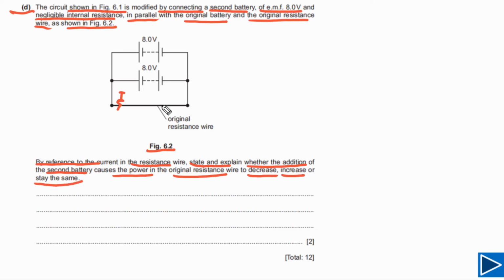Now, first of all, let's try to understand what is the effect of the second battery on current in this wire. For that purpose, we need to understand Kirchhoff's second law. If we draw this loop, in this case, you can see potential difference across this wire does not change. So we can say V is equal to I times R. As potential difference across the wire does not change, it means current will also not change because resistance of the wire does not change. So simply from here we can say current in this resistance wire will not change by connecting the second battery.